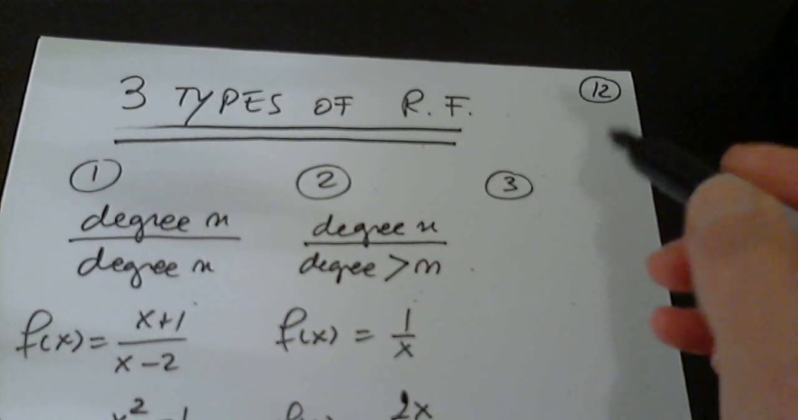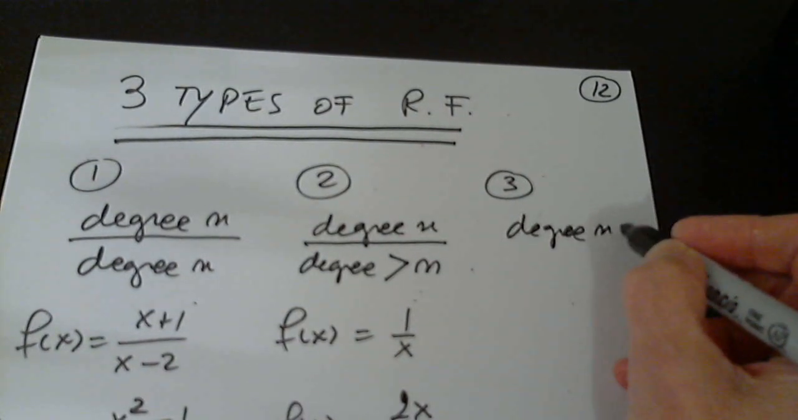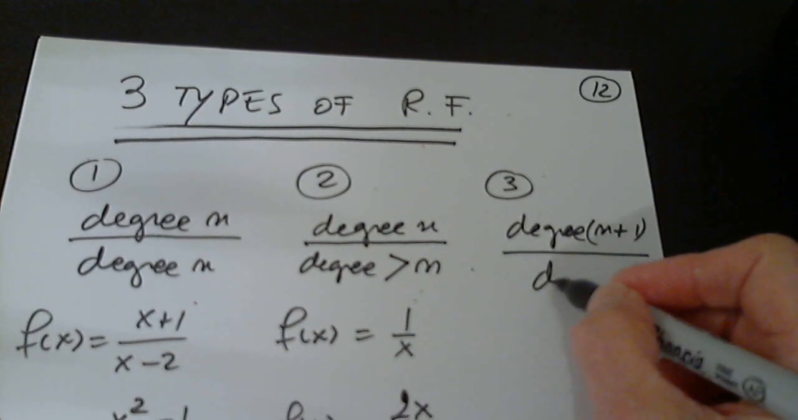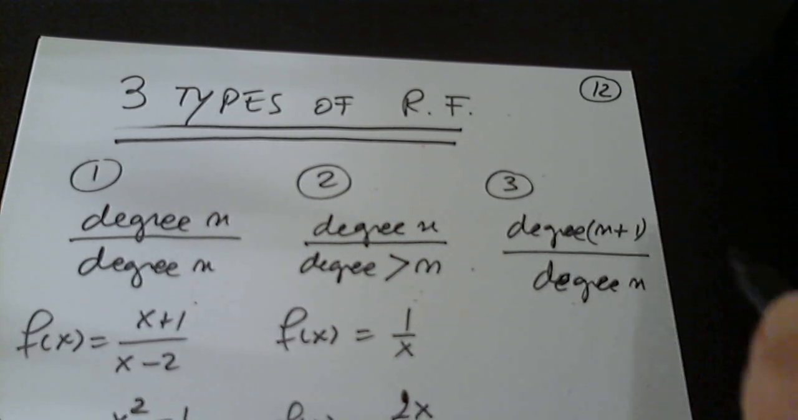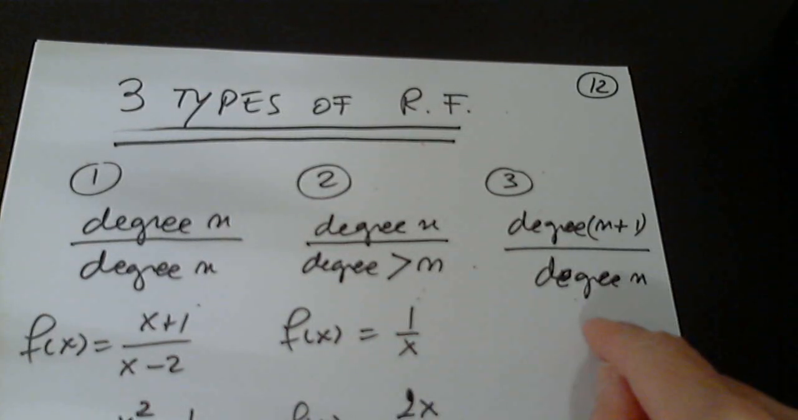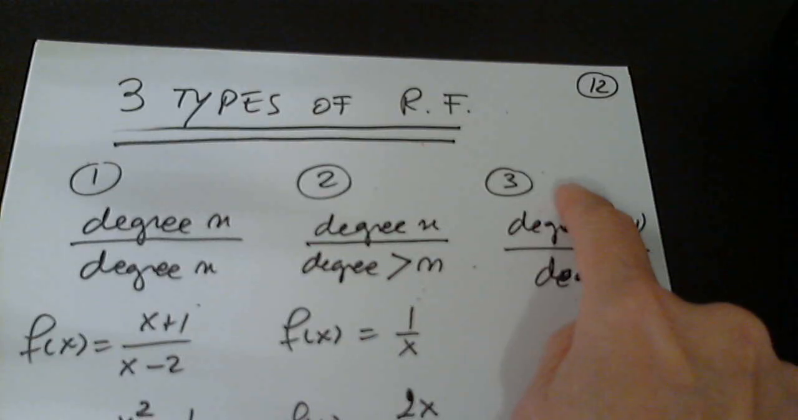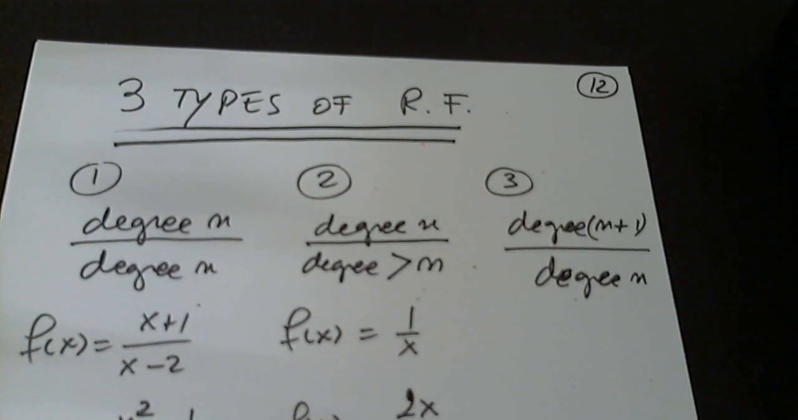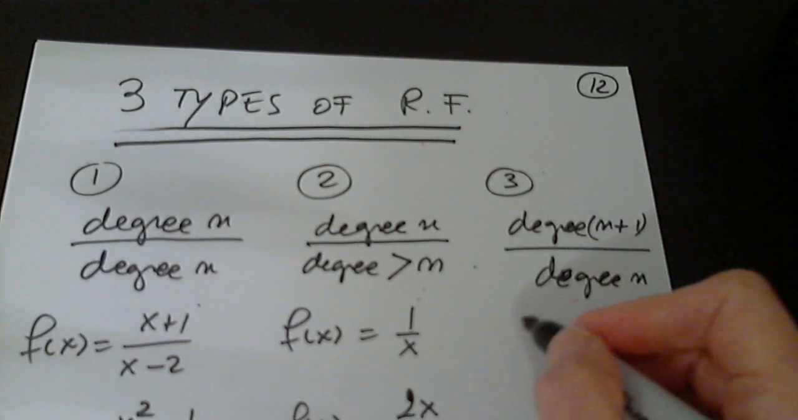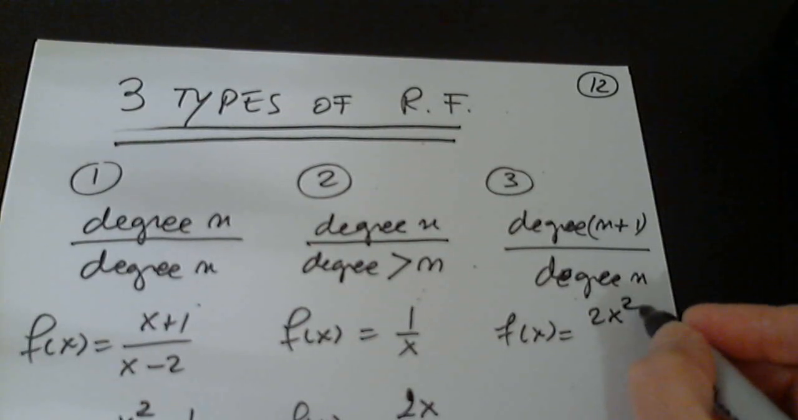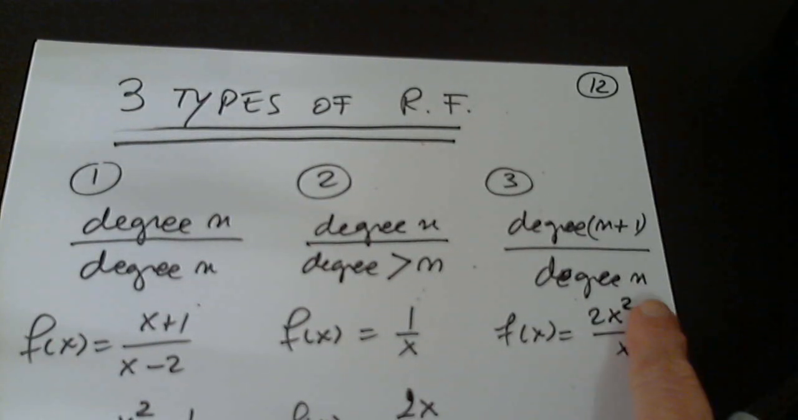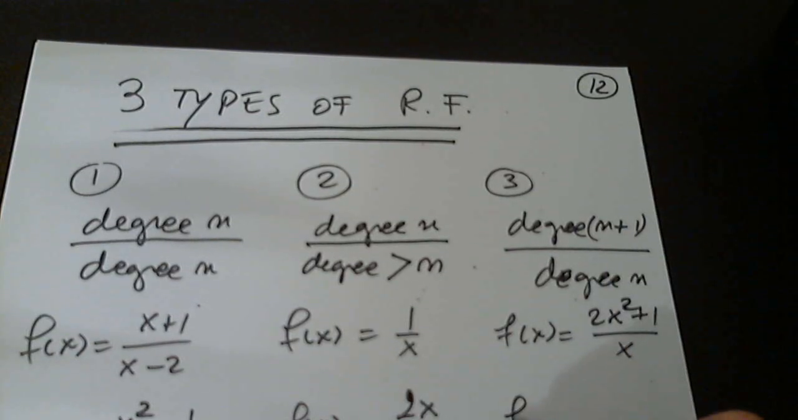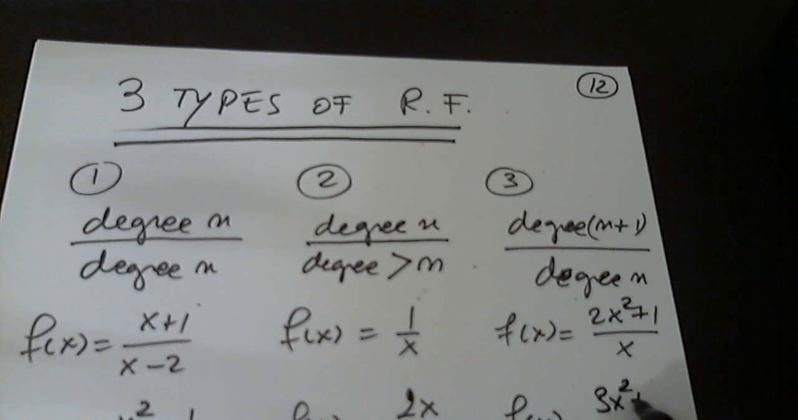Last one, degree n plus 1 over degree n. Again, what does this mean? Degree 1, degree 2, degree 4, degree 5, degree 3, degree 4. One more, not more than that, exactly one more. So here's an example. 2x squared plus 1 over x. Degree 1, degree 2. Here's another. 3x squared plus 2x over x minus 1. Degree 1, degree 2.